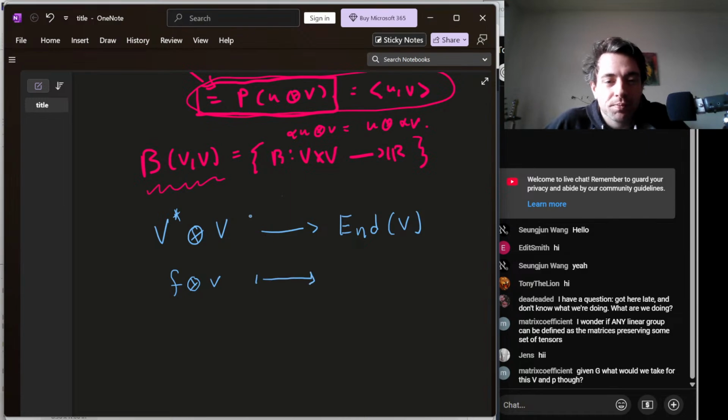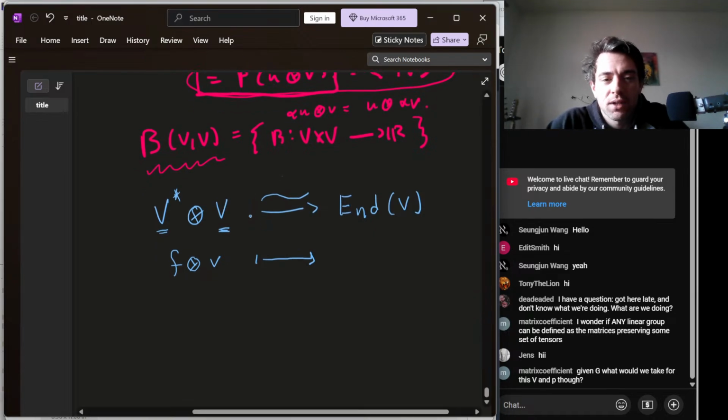So it's an isomorphism between V dual, the dual vector space of V, and the vector space V, and we take their tensor product. And it's isomorphic with the endomorphisms of V, so just all the linear transformations from V to V.